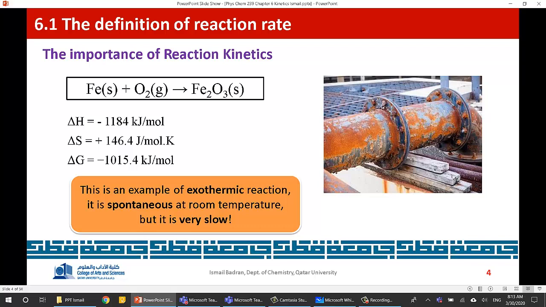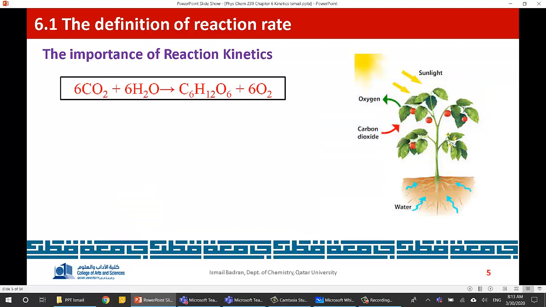I will give you another example here of an endothermic reaction, but it's fast. This is the beautiful natural phenomenon of photosynthesis, where plants take CO2 from the air and water from the ground to form oxygen, which we breathe, and the glucose that goes to the fruits and to the seeds that we can eat and enjoy. Now let's take a look at the thermodynamics of this reaction. This reaction is very endothermic. That's why the plant takes the heat or the light from the sun for the reaction to go on. It's very endothermic.